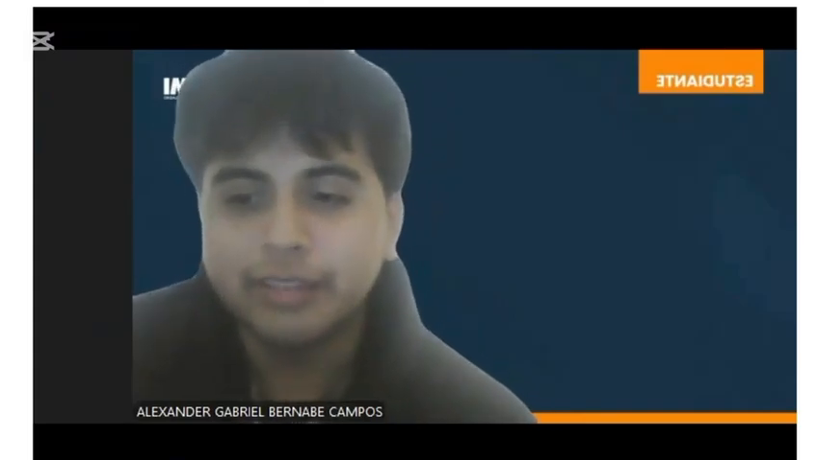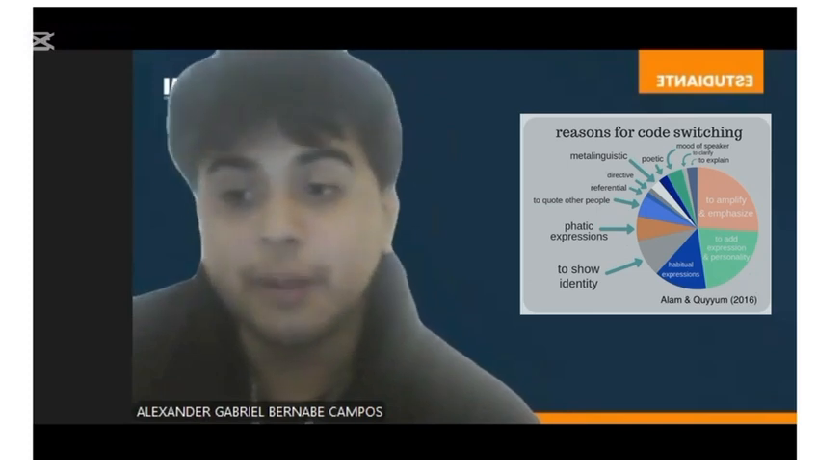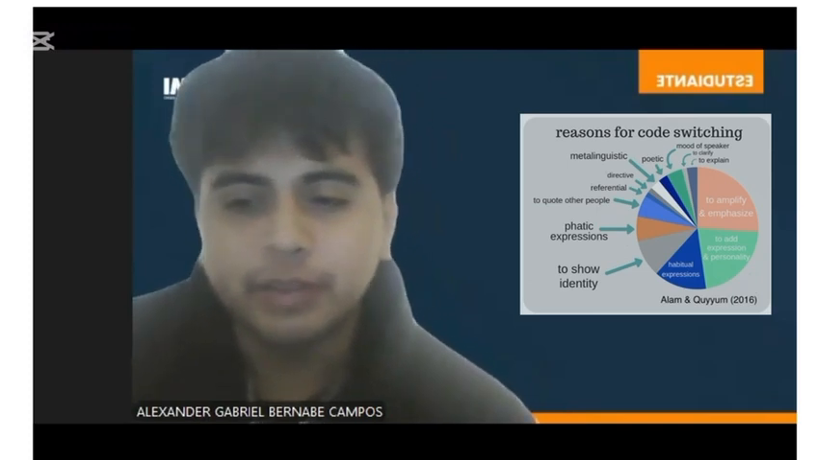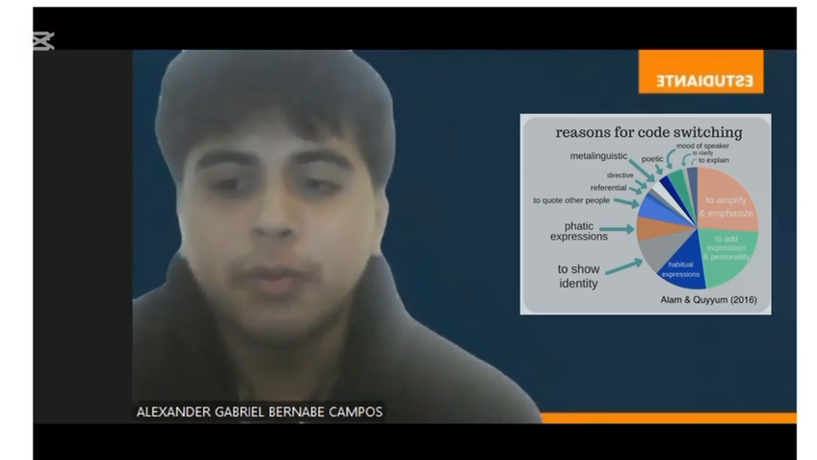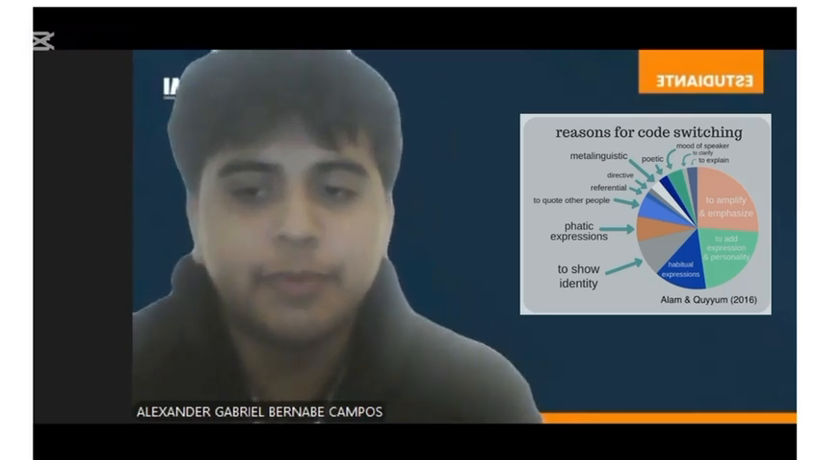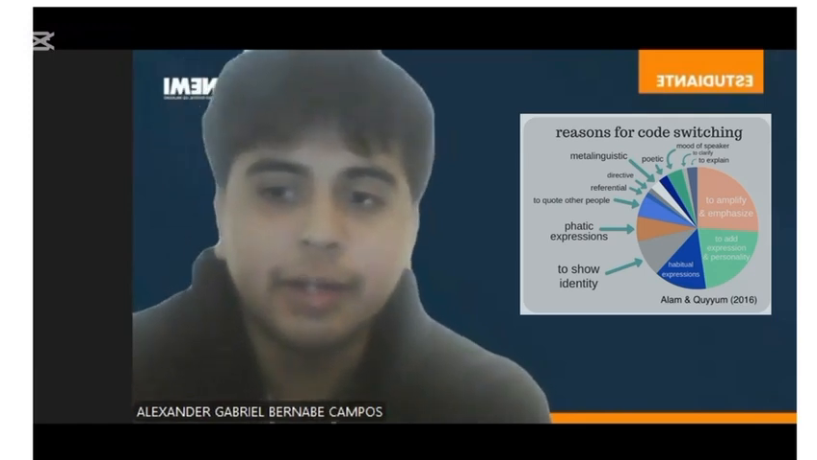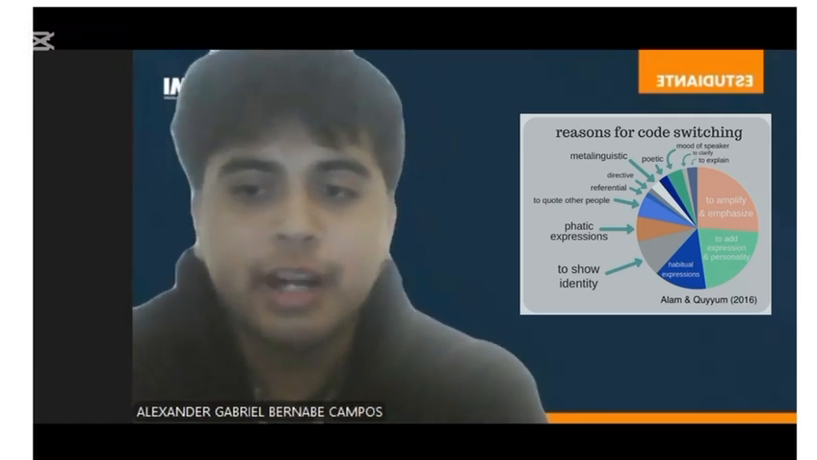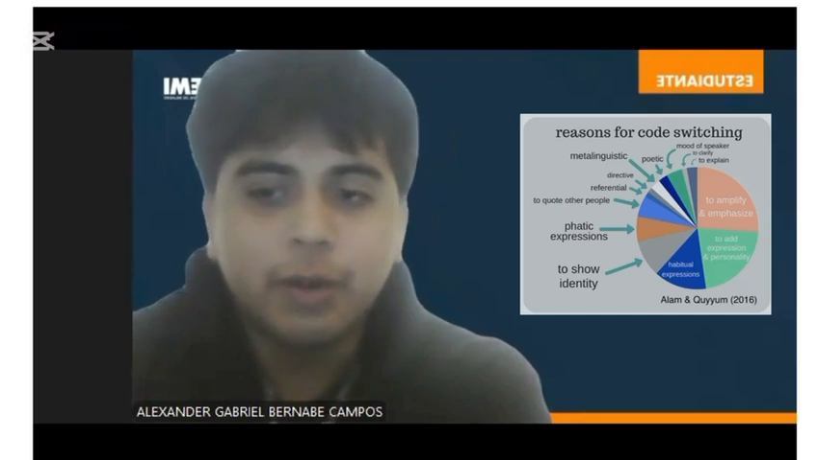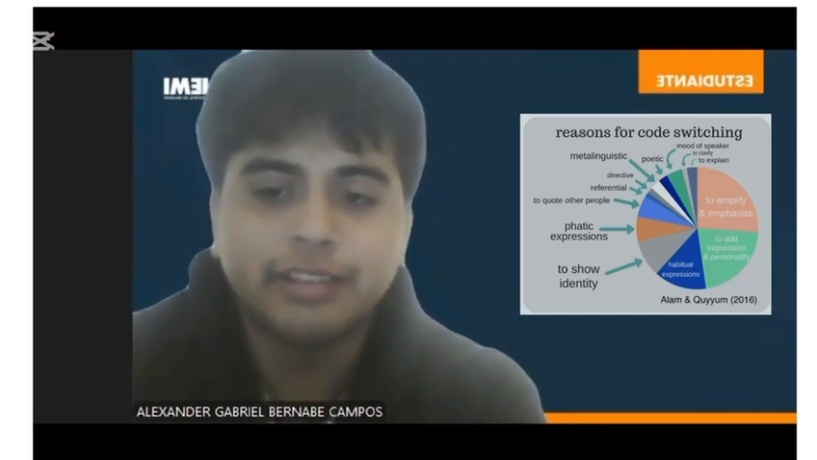My topic is code switching. Today, we will discuss this topic, which refers to the practice of alternating between two or more languages in a conversation, common in bilingual communities. Code switching occurs when speakers change language based on the context. There are two types: intra-sentential, within a sentence, and inter-sentential, between sentences.